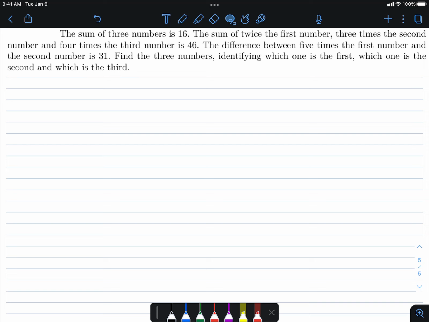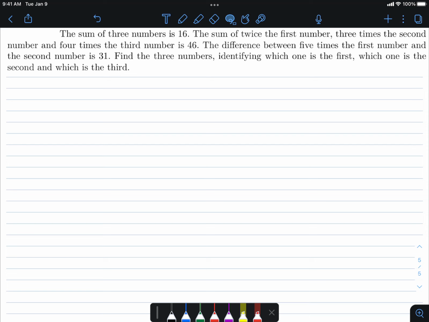Make sure to identify which one is the first, which one is the second, and which is the third. Okay, so it doesn't matter that I give you just any three numbers. I have to tell you which one is the first, which one is the second, which one is the third. So that's pretty important. All right, so let's see how we are going to solve this.